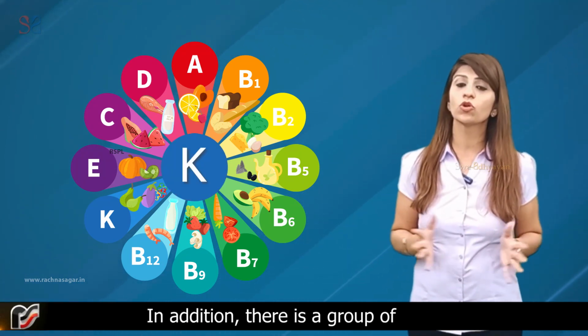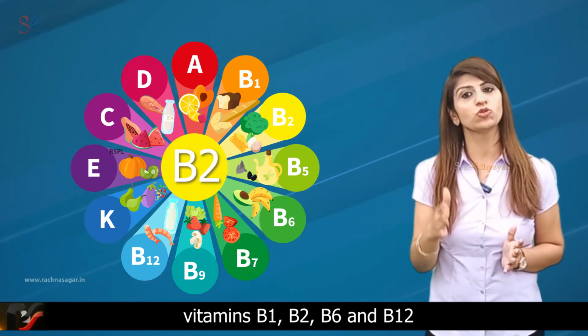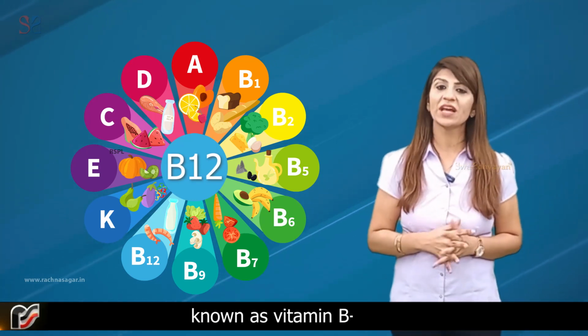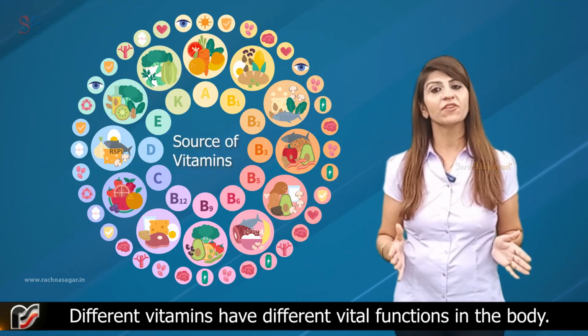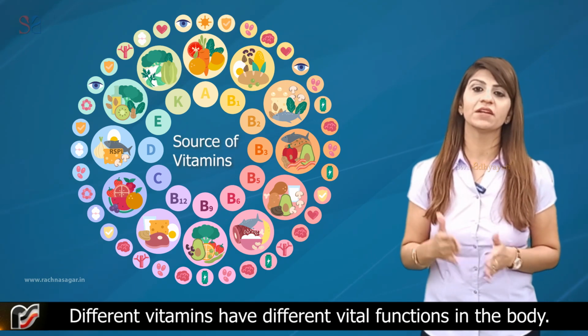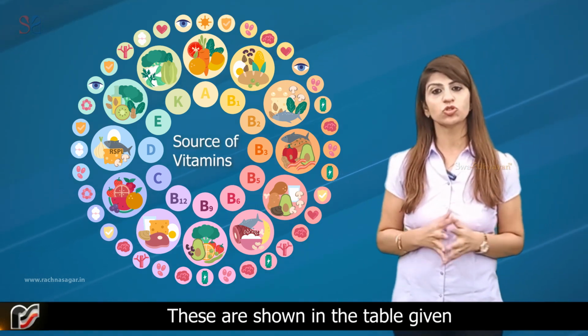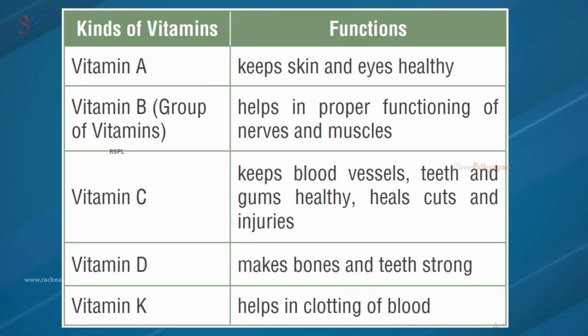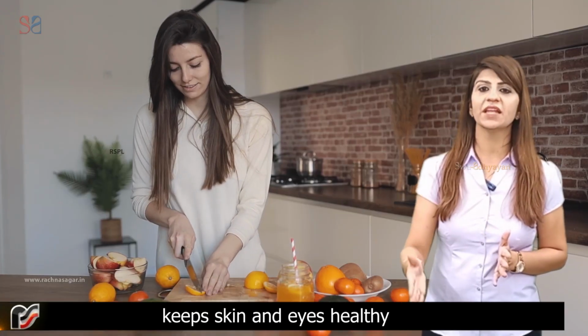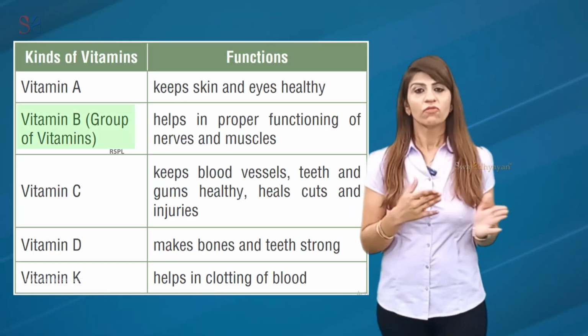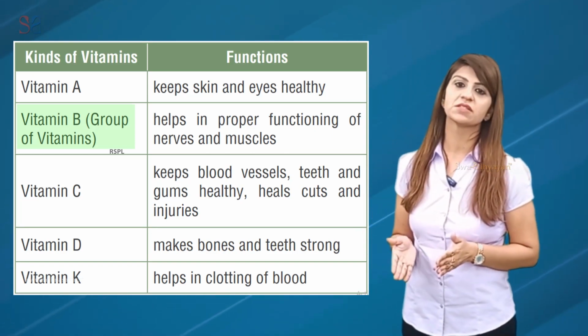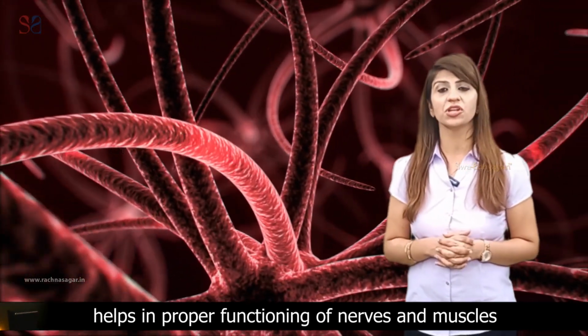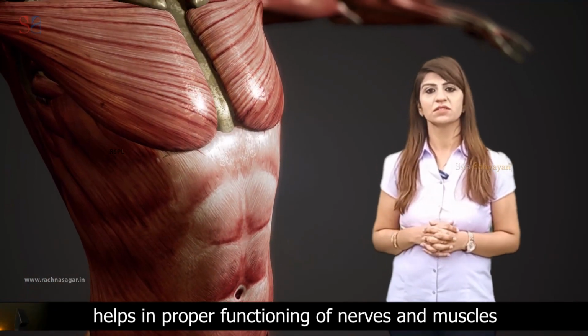In addition, there is a group of vitamins B1, B2, B6 and B12 known as vitamin B complex. Different vitamins have different vital functions in the body. These are shown in the table given. Kinds of vitamins, functions. Vitamin A keeps skin and eyes healthy. Vitamin B, group of vitamins, helps in proper functioning of nerves and muscles.